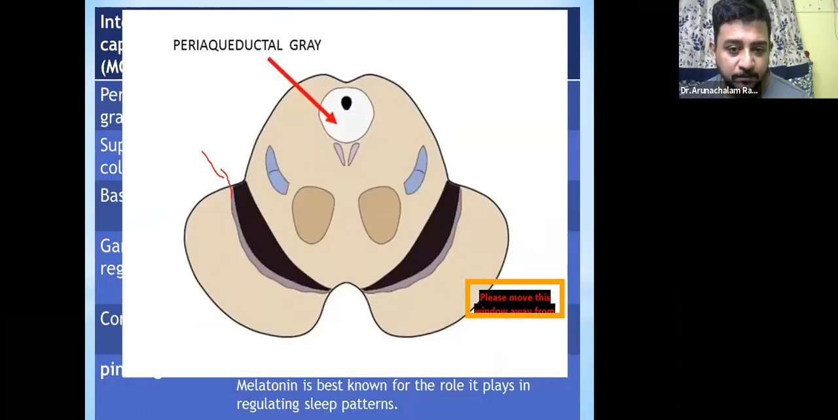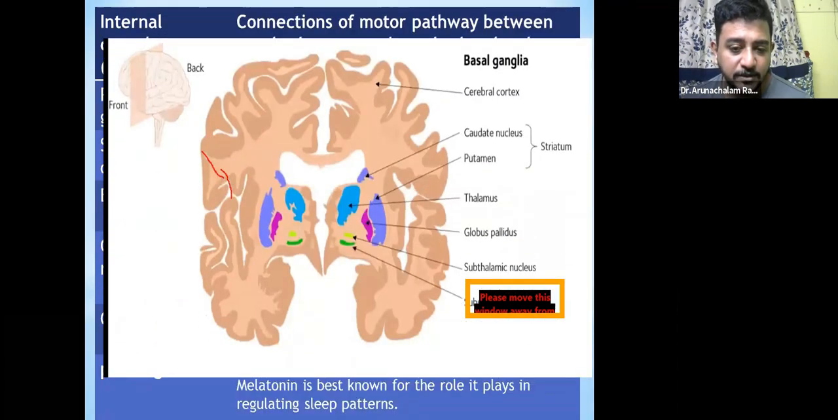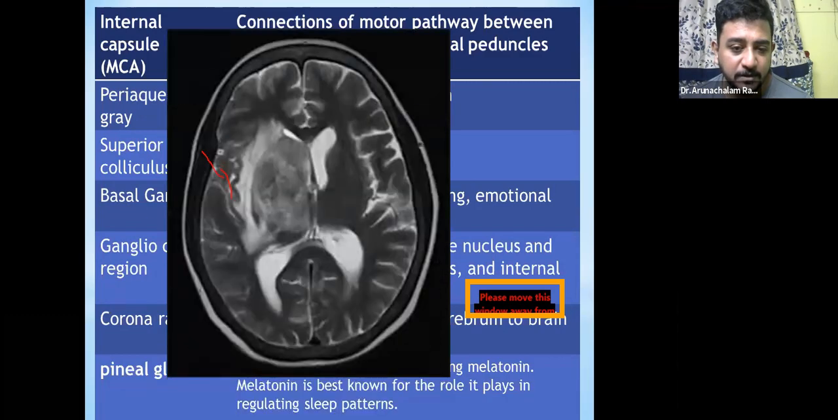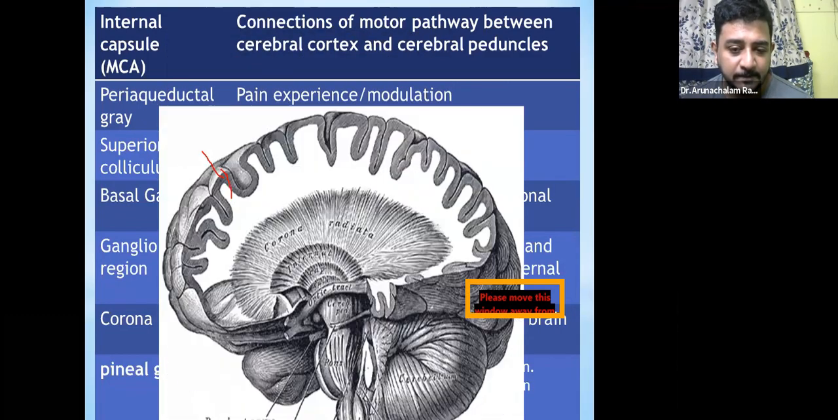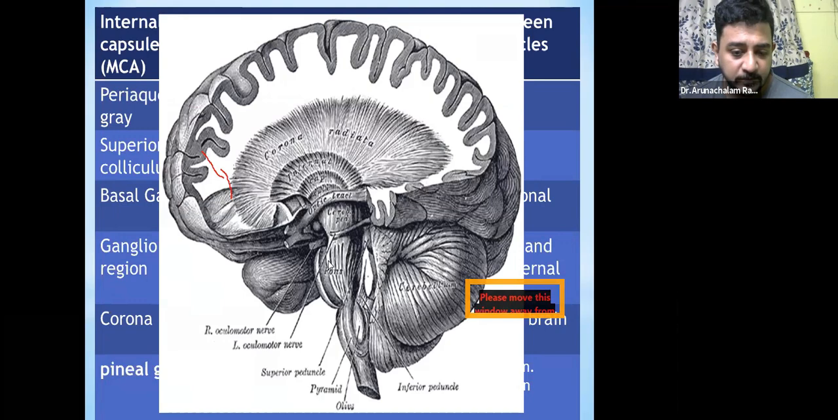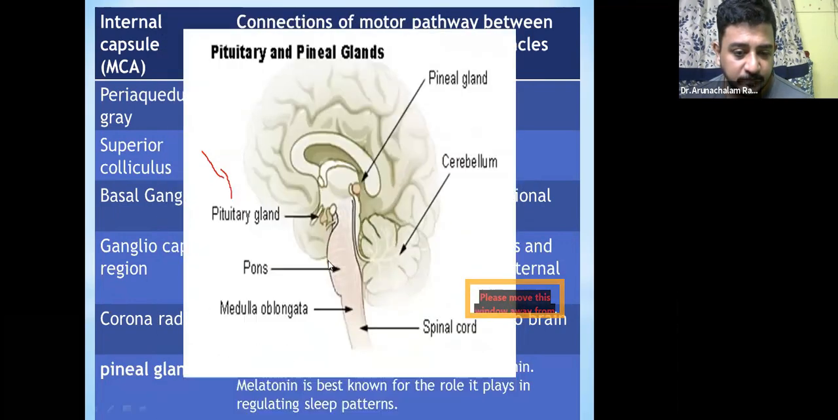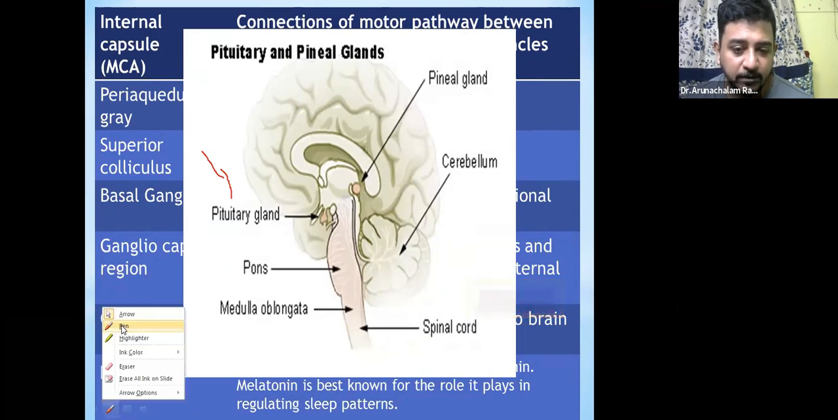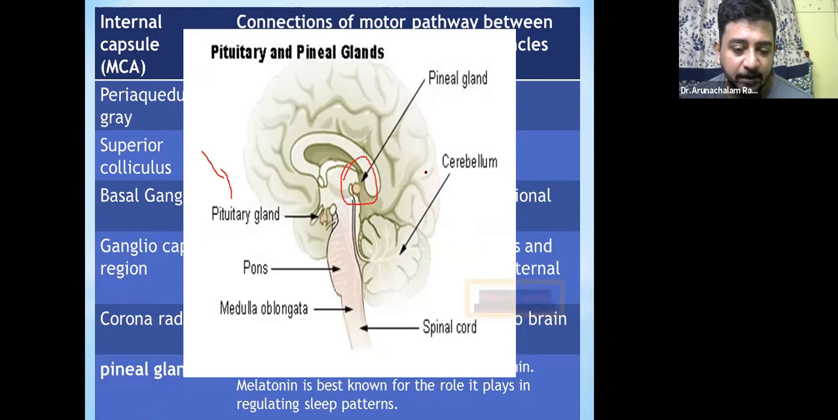Last but not least is your pineal body. The pineal body is the one. So the pineal gland is located here. Okay. So this is the pineal gland.